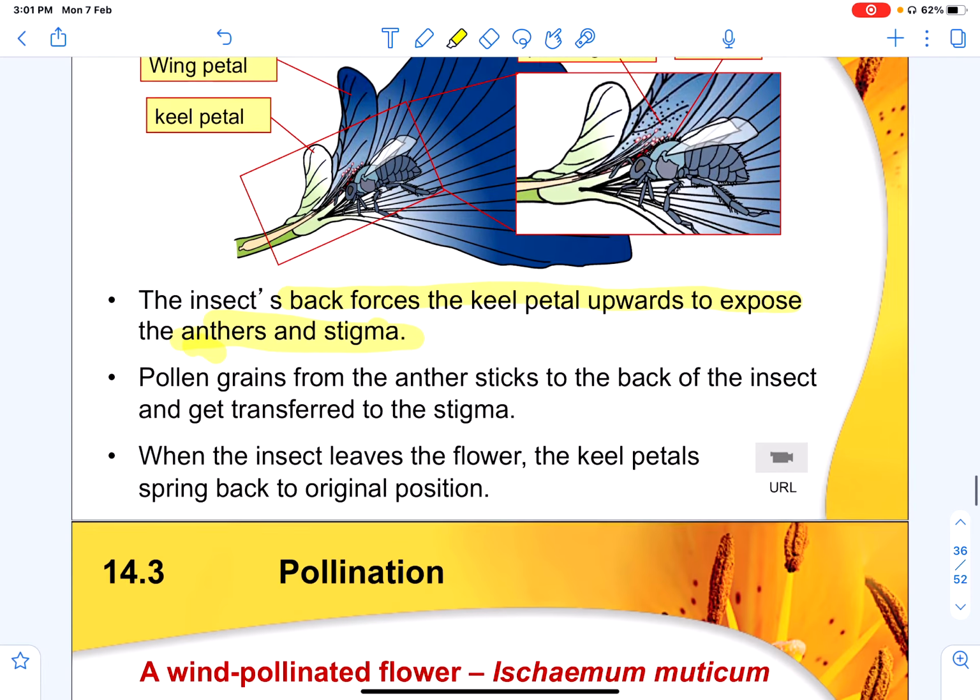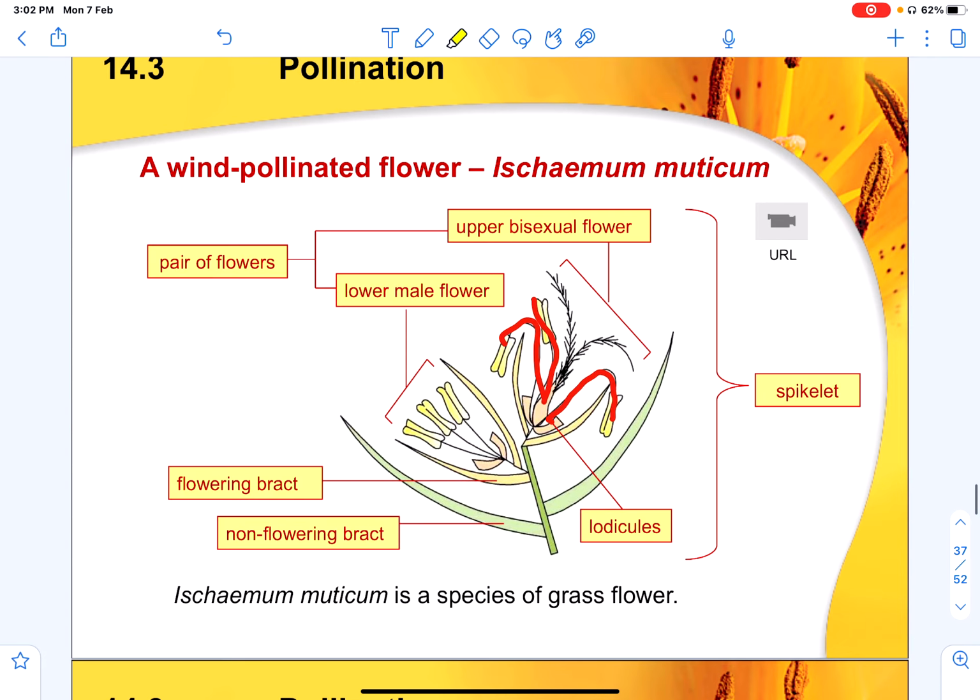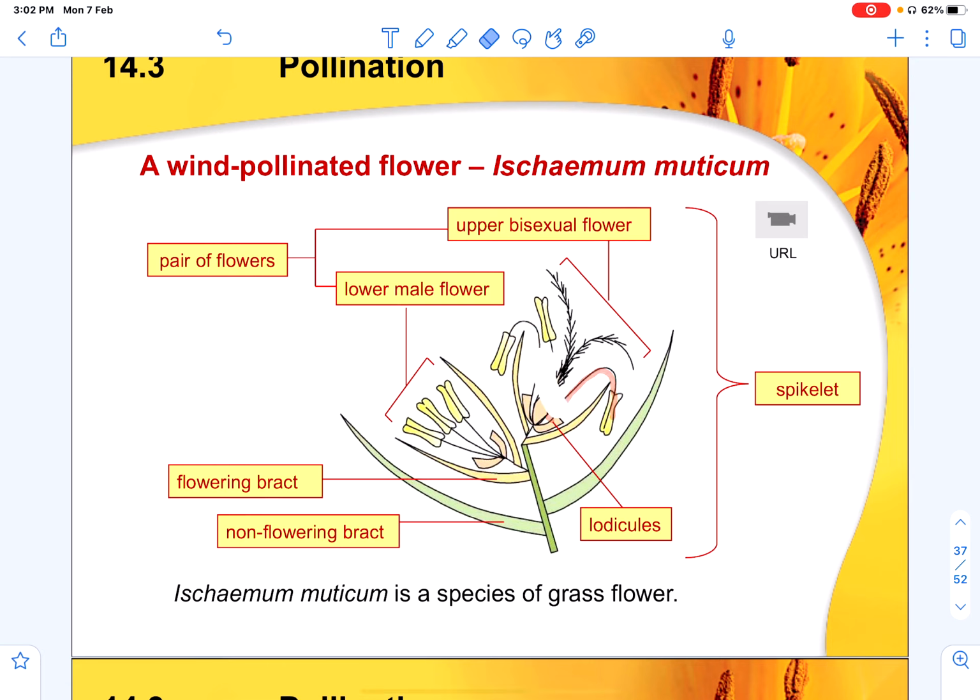Next, we look at wind pollinated flower. For wind pollinated flower, one very interesting thing you can see is that it has a very large feathery stigma over here, where it helps to act as a sweeping motion to trap any pollen grains that are being received from the wind or from the air.